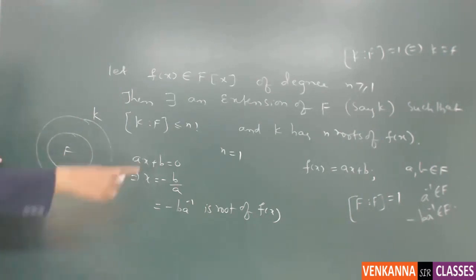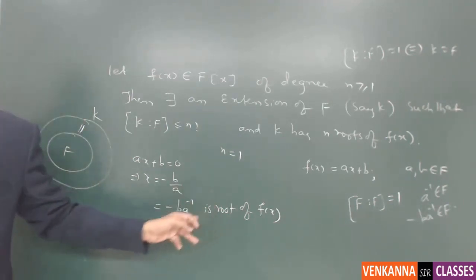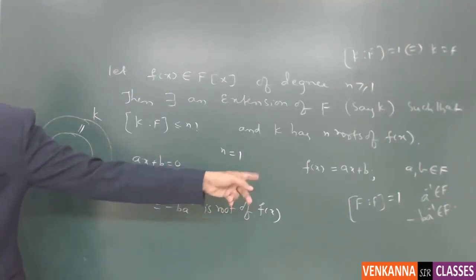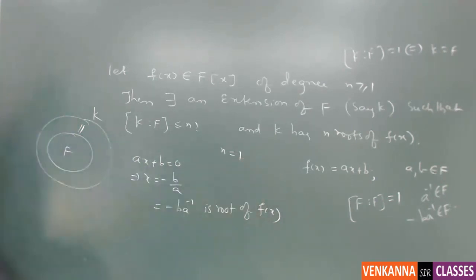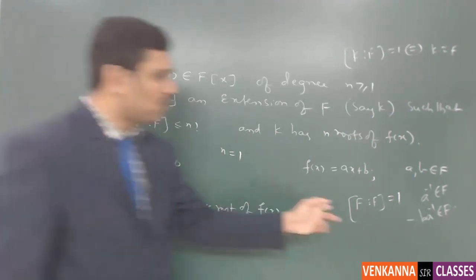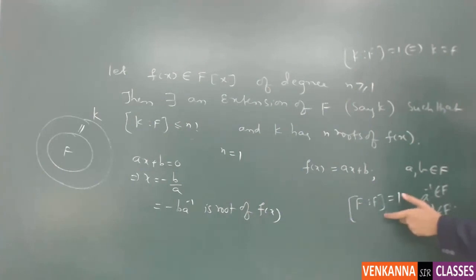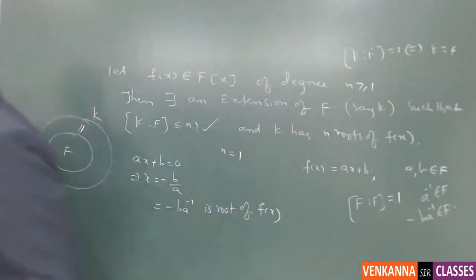I am saying that in the first case, if you take n equal to 1, K and F both are equal, because F itself has the root. Whatever first degree polynomial you take, that root belongs to the field F itself. Therefore, here K and F are not different sets, they are the same set. So I am taking F for n equal to 1. The extension is nothing but F itself, so this property is automatically satisfied. Agree? Now, for n equal to 1, the result is true.